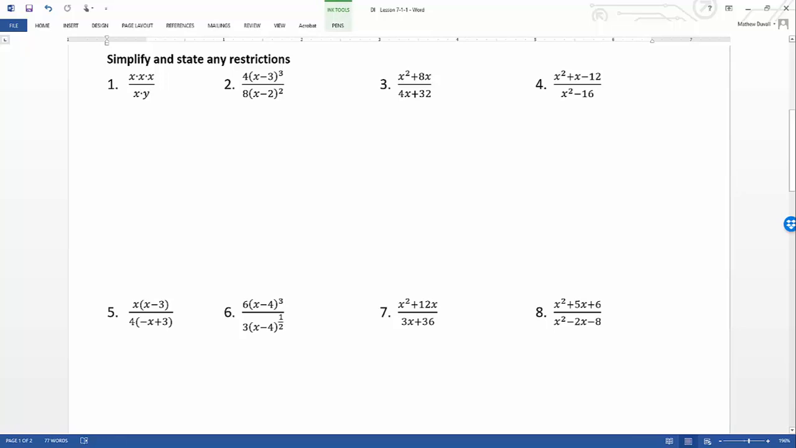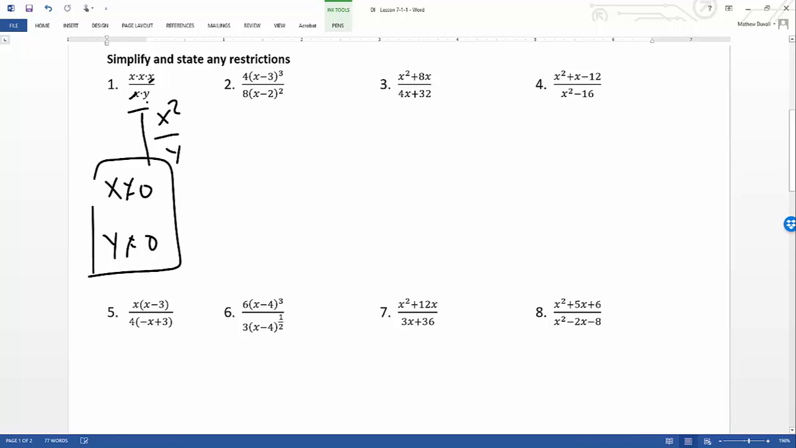All right, so simplify and state any restrictions. So in this instance, the x's cancel out. And so you're going to be left with x squared over y. Now before that was done, you take each factor, you set it equal to 0. Can't equal that. Those are my restrictions.